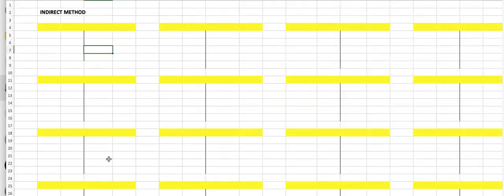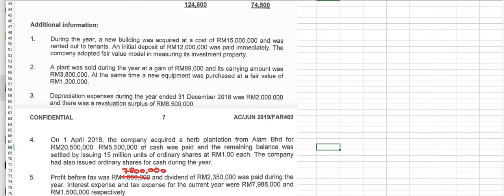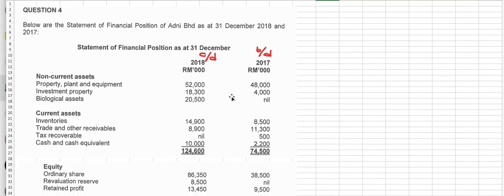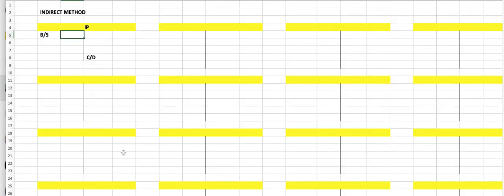Alright, so the first additional information: during the year, a new building was acquired at the cost of 50 million and was rented out to tenant. So this building is not PPE, but it is an IP because it is rented out to tenant. So when it mentions IP, that means we have to open an IP account. Okay, so IP, brought down asset on the debit side and carried down is on the opposite side. So IP, you may look here, it will be 4,018.